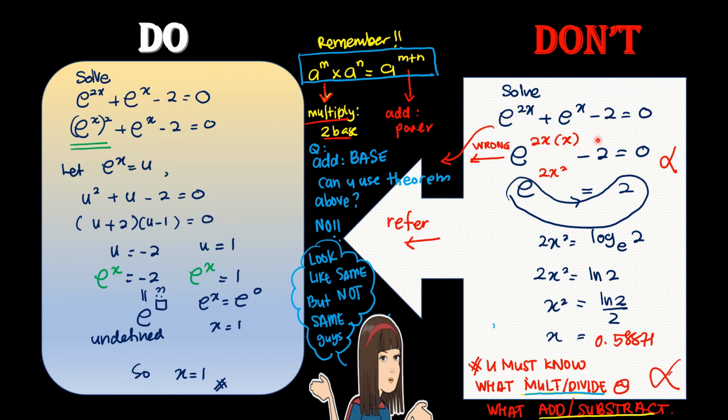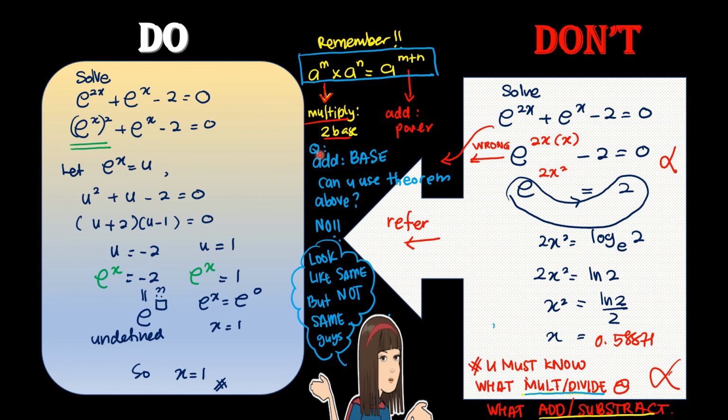Before you want to use this, you have to confirm your theorem. Okay, so please write down the theorem that you are talking about. Our theorem is here: a power of m multiply a power of n equal to a power of m plus n. Okay, this is fixed, you can't change it. So what I want you to look at is what is multiplying. Multiply involving 2 base. Alright, what is add here? The power.